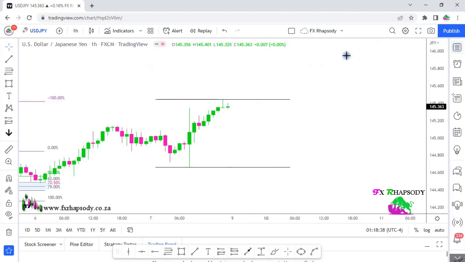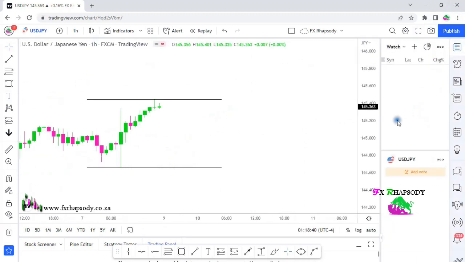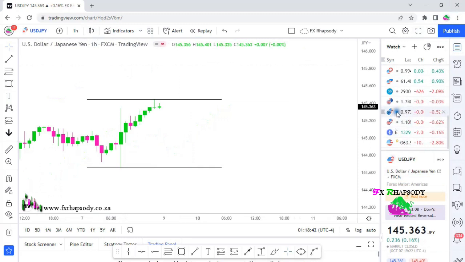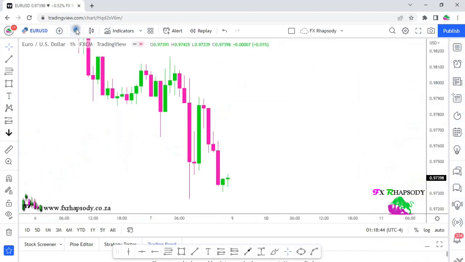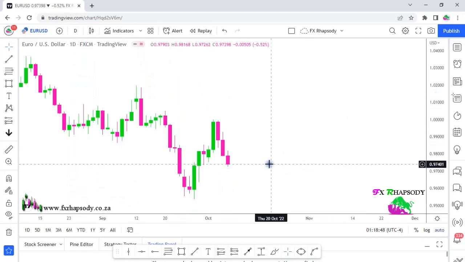Okay, let's move on to our next currency pair, which will be the euro USD dollar. This will be this one. We're starting off on the daily time frame. Again, top-down analysis, daily time frame moving downwards.